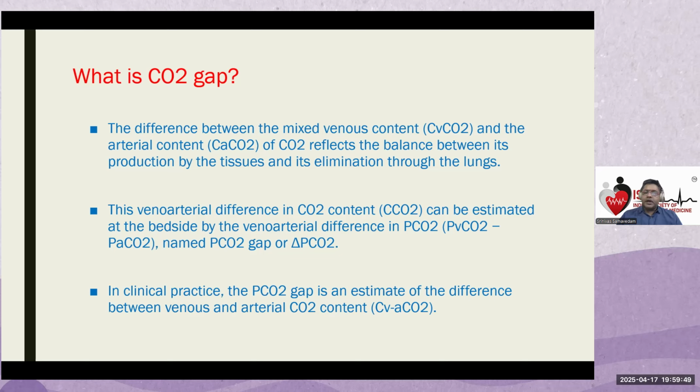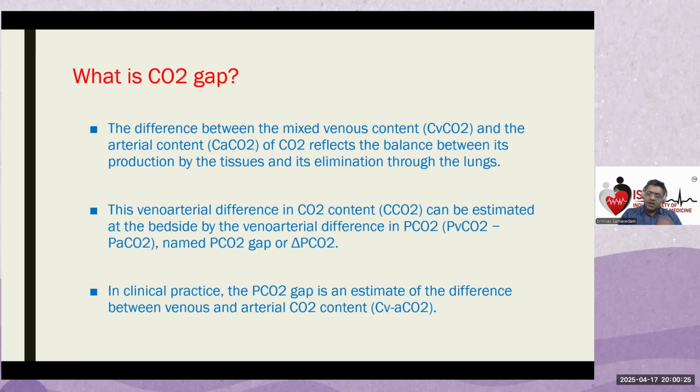Then we look at what is the carbon dioxide gap. The carbon dioxide gap, the delta CO2, is the difference between the mixed venous content and the arterial content of carbon dioxide, and it reflects the balance between its production by the tissues and its elimination through the lungs. Elimination through the lungs is a direct reflection of the cardiac output. The veno-arterial difference in carbon dioxide can be estimated at the bedside by the veno-arterial difference in PCO2, named the PCO2 gap or the delta PCO2.